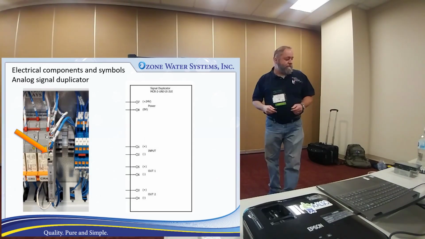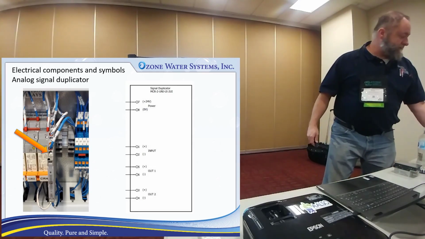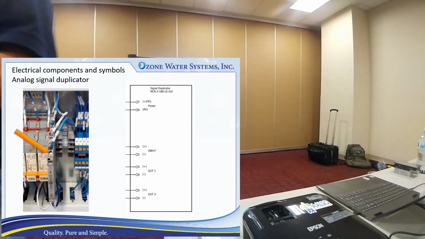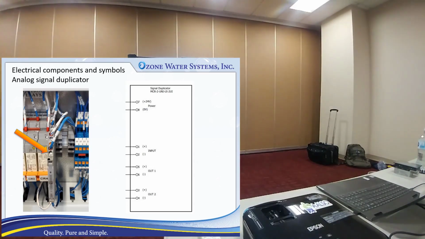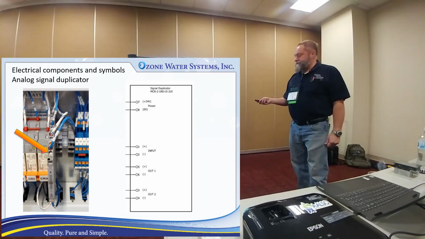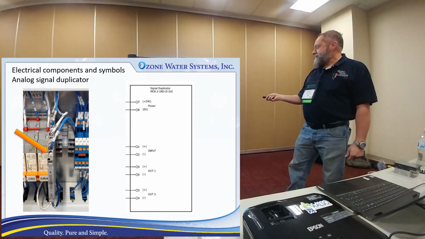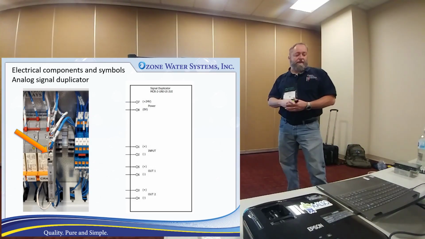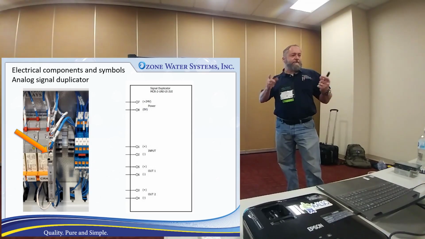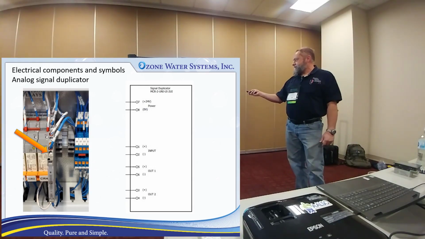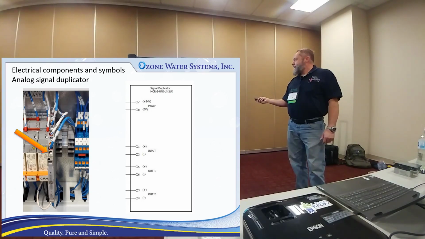Signal duplicators. I got an example of one of those. There is one of these in that skid upstairs. Sometimes you need an analog signal in more than one spot. So what this will do is it'll accept an analog signal coming in, and then it'll split it to 2 different devices. It could be a PLC, it could be an outside supervisory system or a SCADA system that's monitoring the system. This one happens to be for ORP.